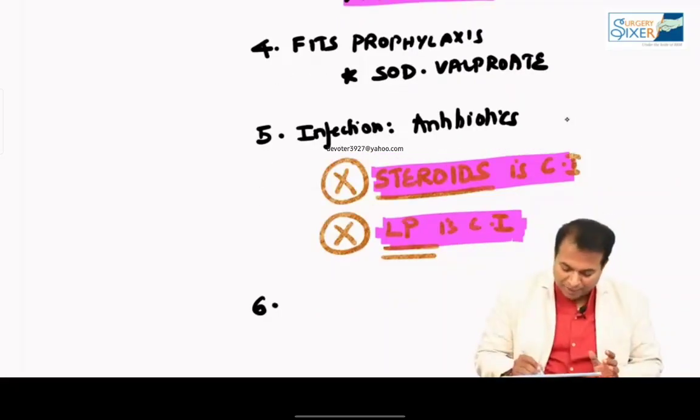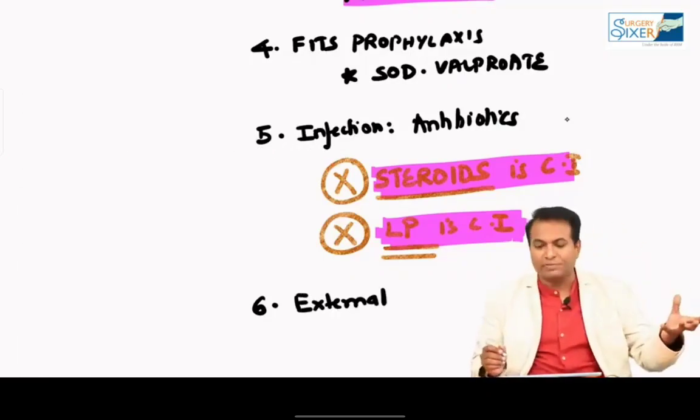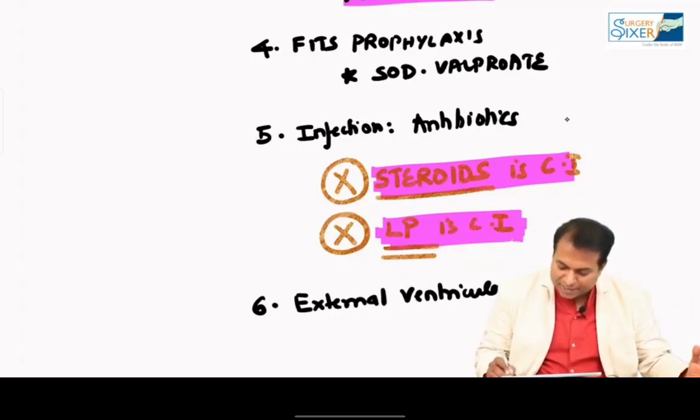And what else can I do? I can give them external ventricular drainage. So how to reduce the CSF then? By putting in an external ventricular drainage. We can put an external ventricular drainage and reduce the CSF.